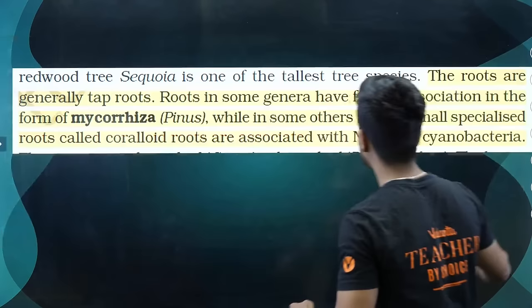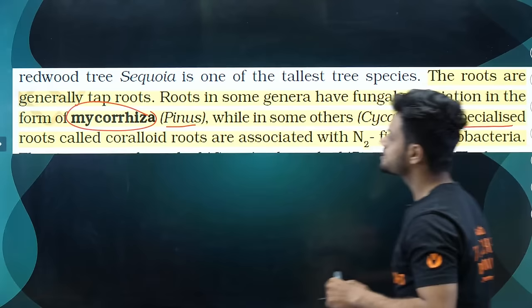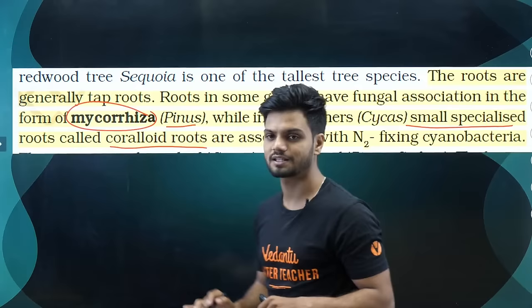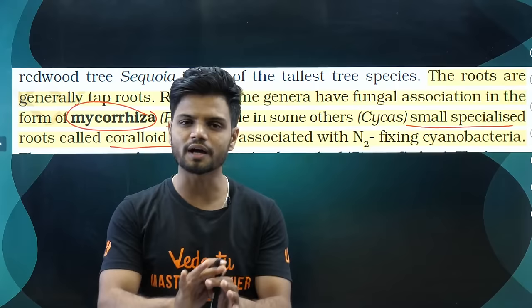If you notice your NCERT lines, in the case of Pinus, it is mycorrhizal association. All of you know that. But in the case of Cycas, it is nitrogen fixation. That is called your coralloid roots. So C for Cycas, C for coralloid roots. In the case of your Cycas, there is a symbiotic relationship with Anabaena and Nostoc, which are nitrogen fixing bacteria. Clear?